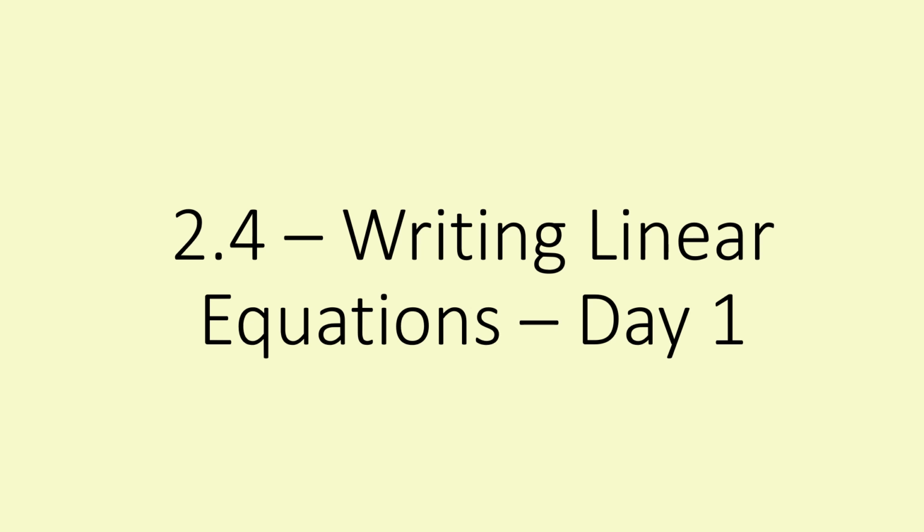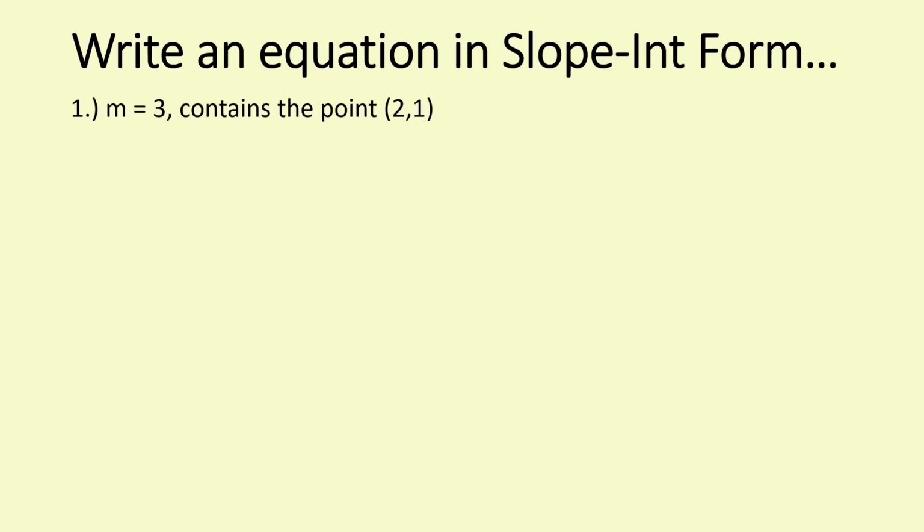Section 2.4 is on writing linear equations, and it's going to be split into 2 days. For all the problems in this lesson, we're going to want to write an equation in slope-intercept form, which means we need the slope of the line along with the y-intercept. So for this problem, we're given the slope, but instead of being given the y-intercept, we're given a point that's on the line. Now this is not the y-intercept because a y-intercept always has a 0 where the x is, along with some other number.